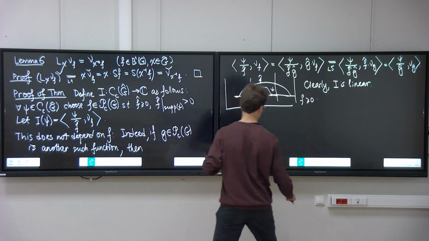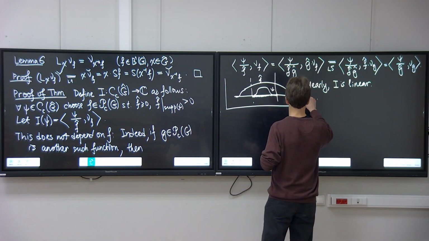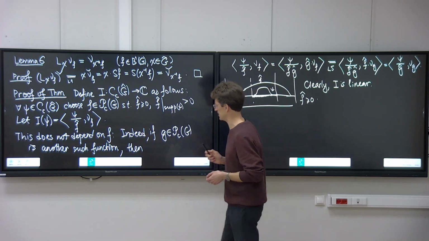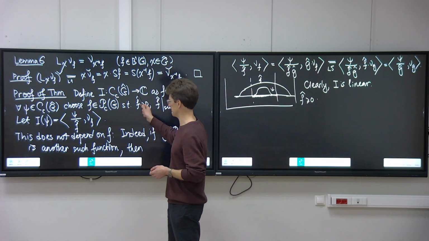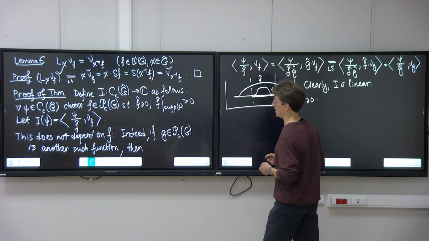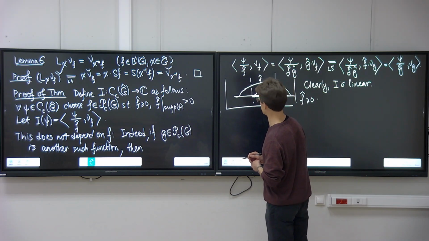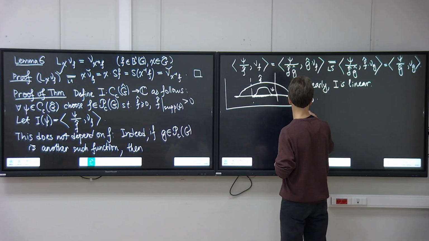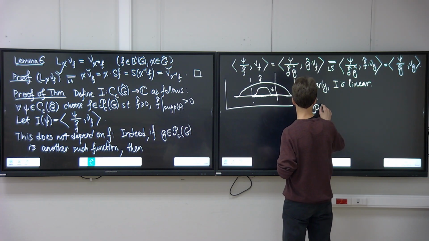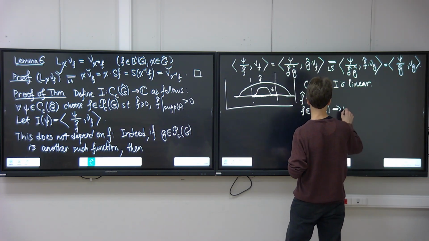Of course this is true, but we also know that f hat is non-negative everywhere, and also f is positive definite. And since f is positive definite, it follows that the respective measure, nu f, is positive.